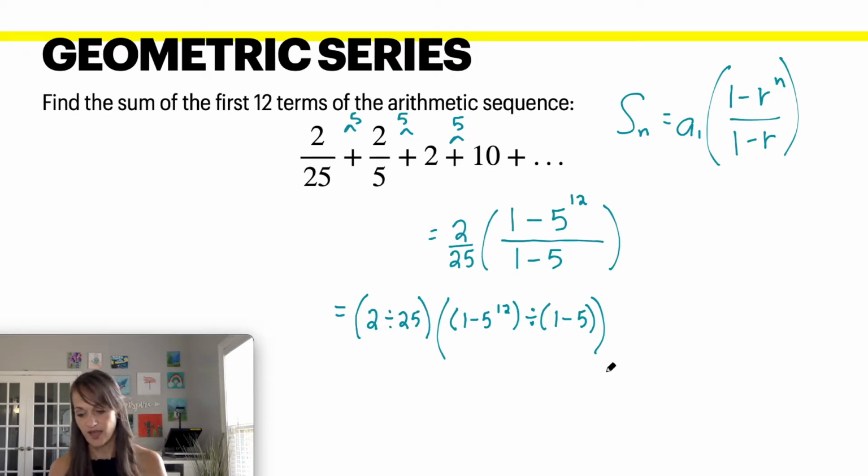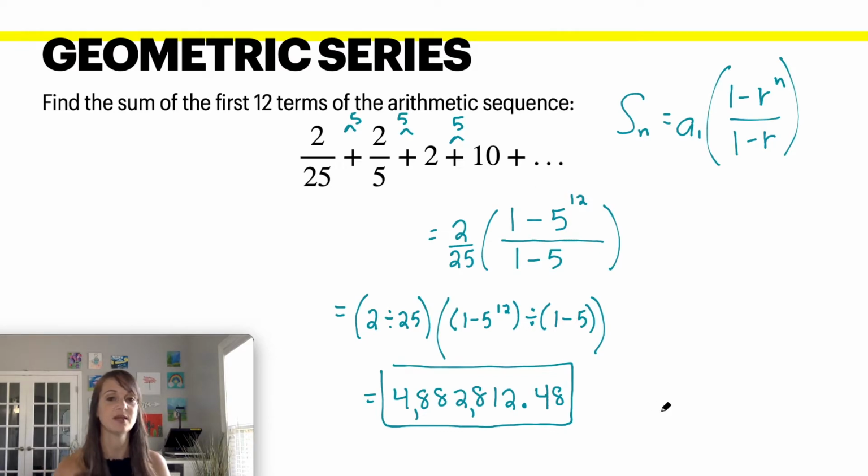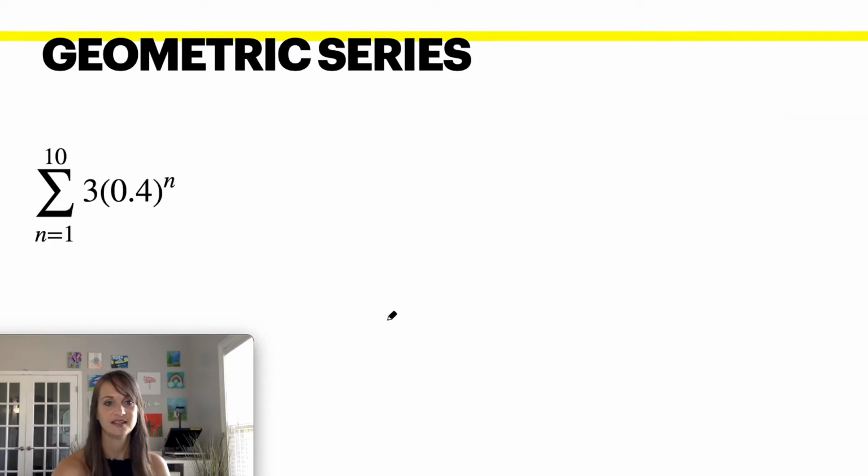So if you were to do that, you would get 2 divided by 25, open the parentheses, new parentheses, divided by basically -4, and you will get 4882812.48, which is a very big number, which will make sense because every number keeps getting 5 times as large as the previous number. So you are going to get many, many big numbers sometimes in a geometric series.